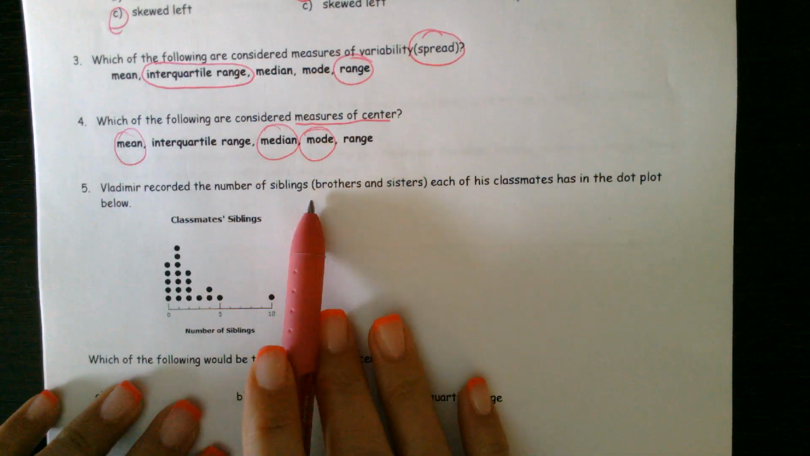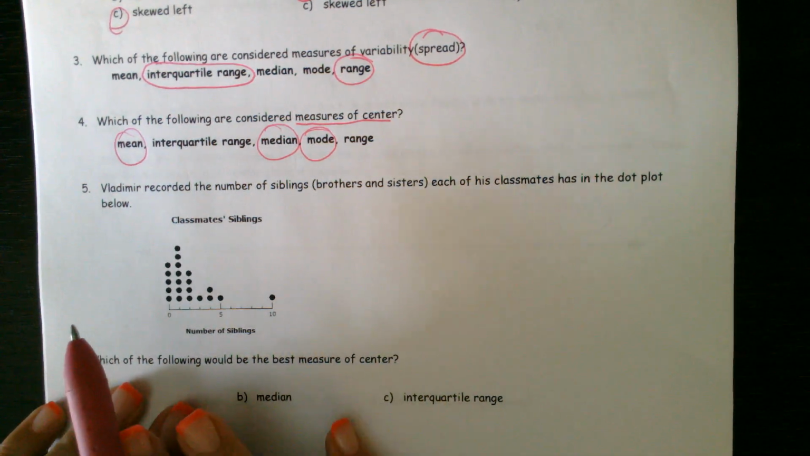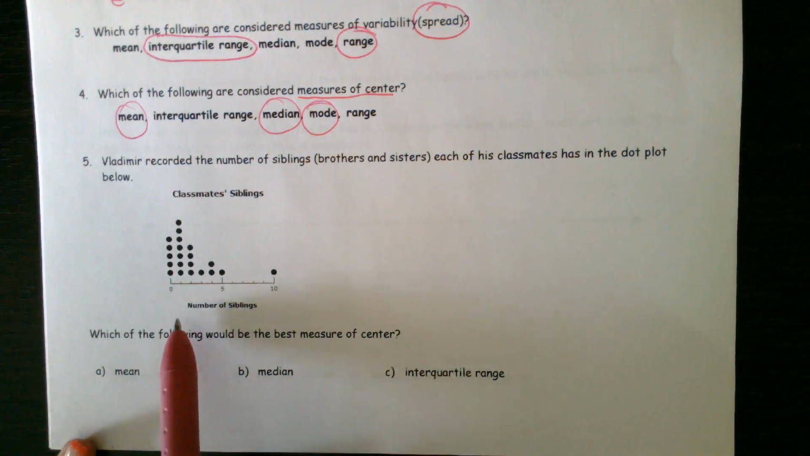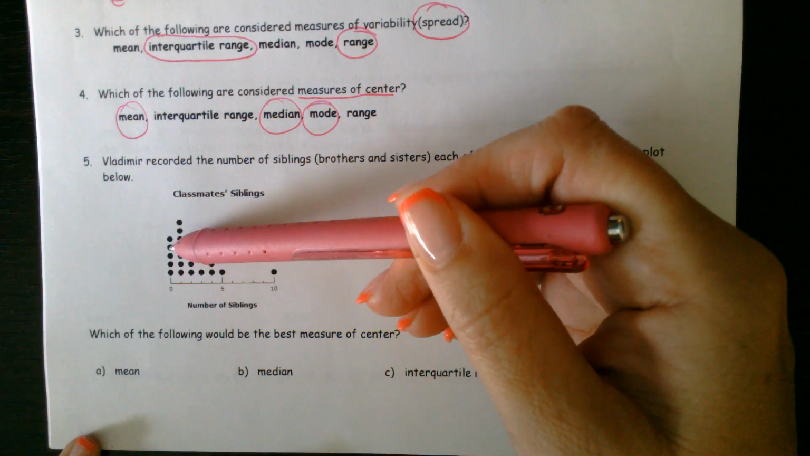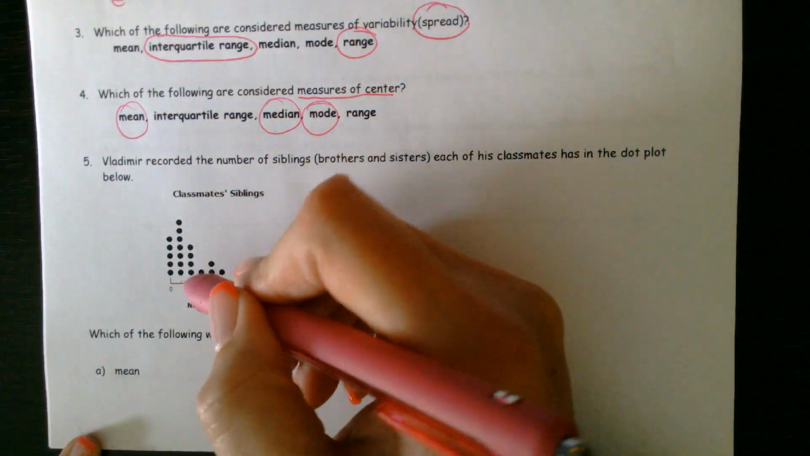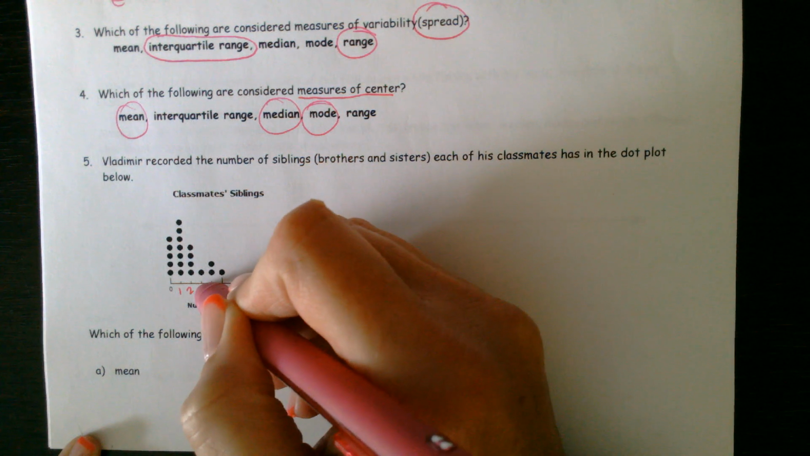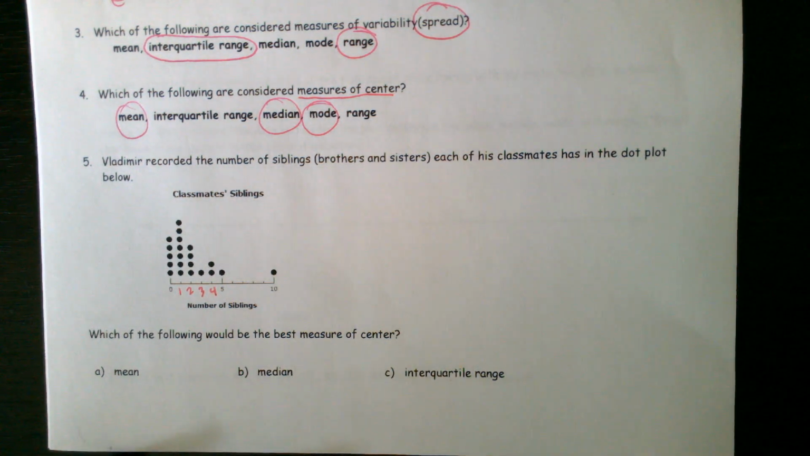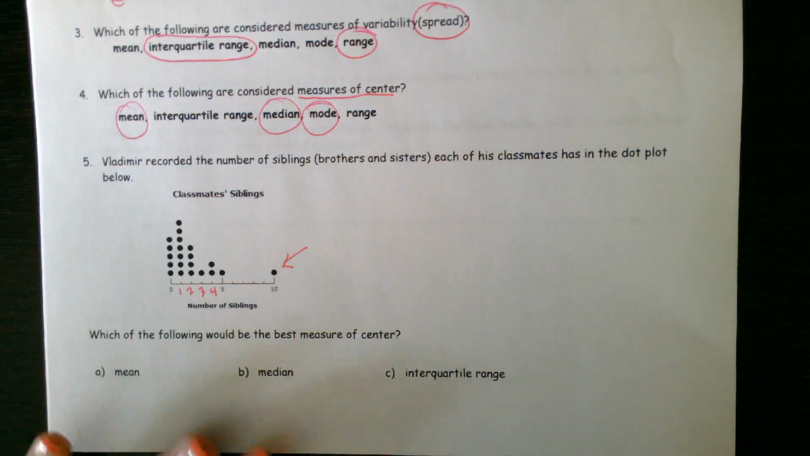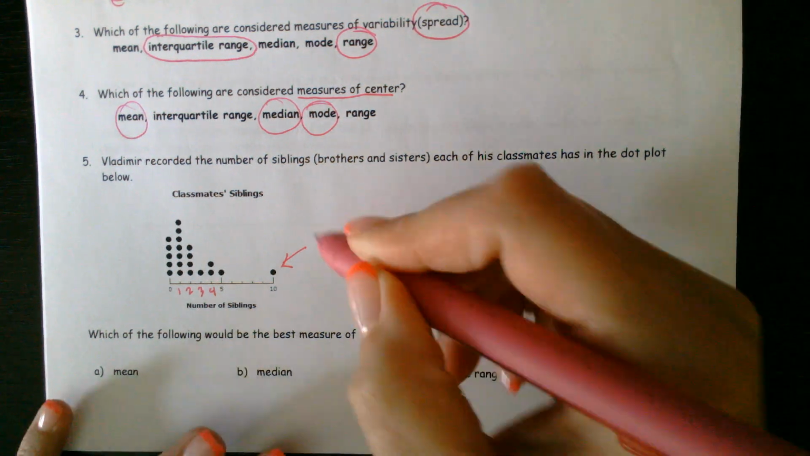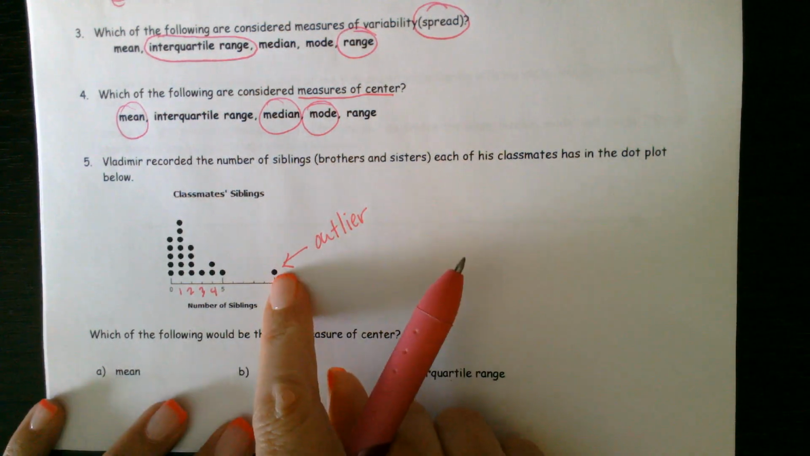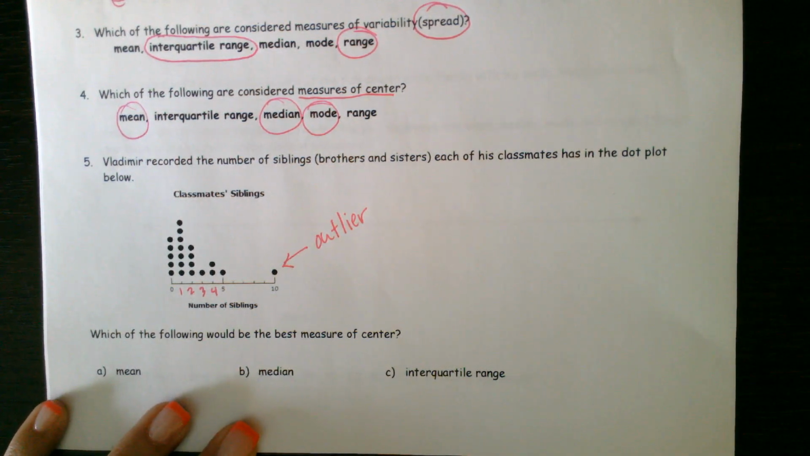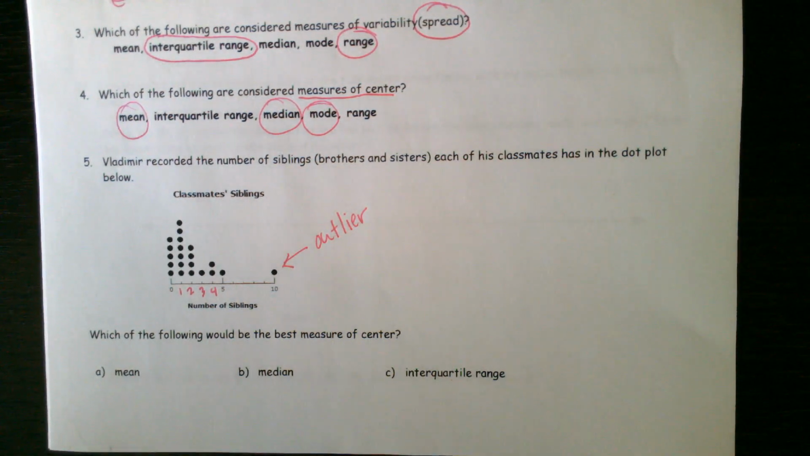Valdemir recorded the number of siblings, brothers and sisters, each of his classmates has in the dot plot below. So he went and asked people, how many siblings do you have? You can see here that 5 people said they had no siblings. And of course, this would be 1, 2, 3, 4 siblings. This student right here is considered an outlier. We talked about that with the skewed data. This one is going to mess up the average completely. This is a skewed right graph. This outlier is going to mess up the data.